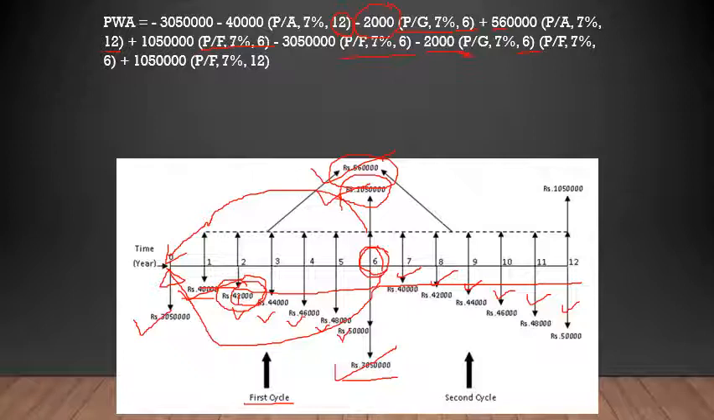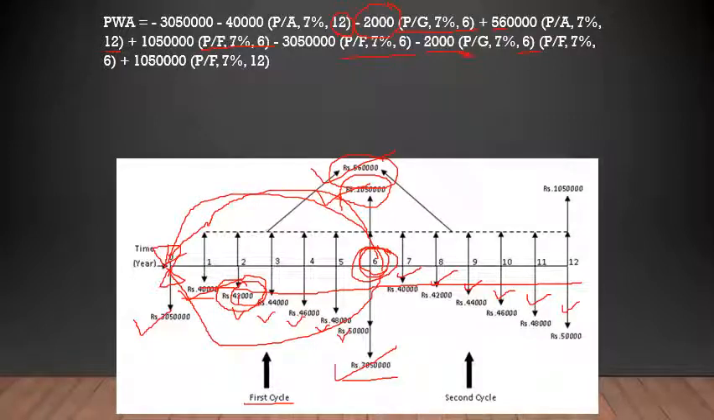No. Remember again, whenever you convert A or G into P, its P will be situated 1 year before the first payment. That is the rule. That rule cannot change. So where is it? Where is the first payment of the second cycle? It is at t is equal to 7. Where will its P be situated? Its P will be situated at t is equal to 6. So that has to be converted into t is equal to 0.